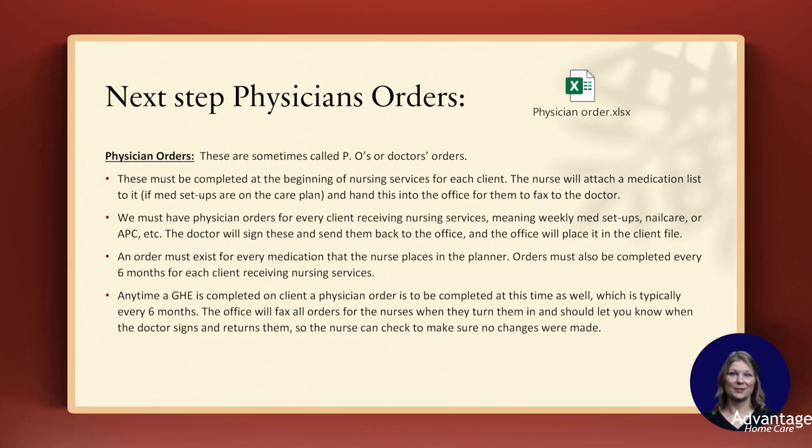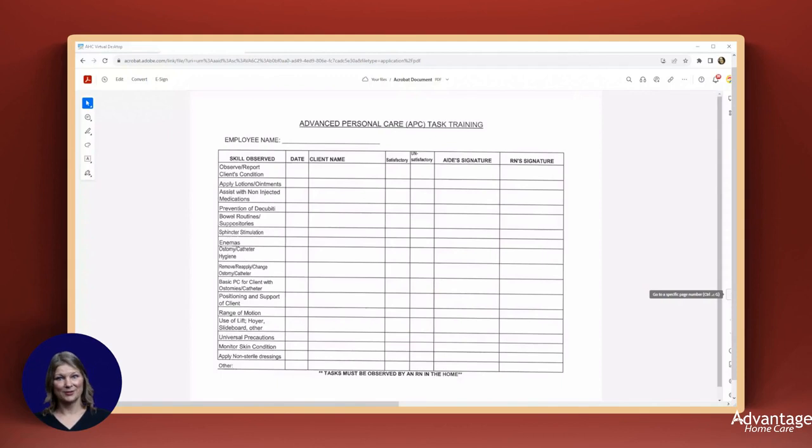Anytime a GHE is completed on a client, a physician order is to be completed at the same time, which is typically every 6 months. Your office will fax all the POs to the doctor's office when you turn them in. The office should let you know when the doctor has signed and returned them to us. Once the signed POs are received by the office, you will then check to make sure no changes were made. Next, we will go over advanced personal care.